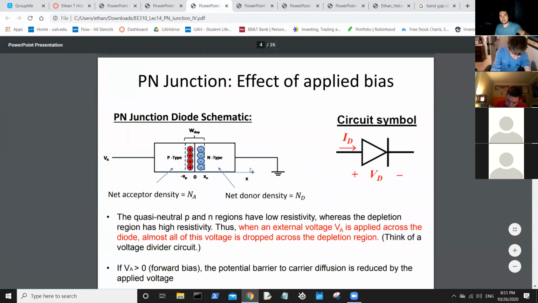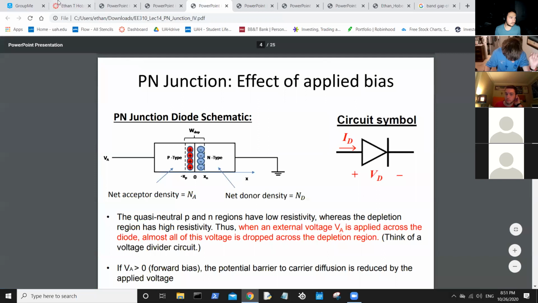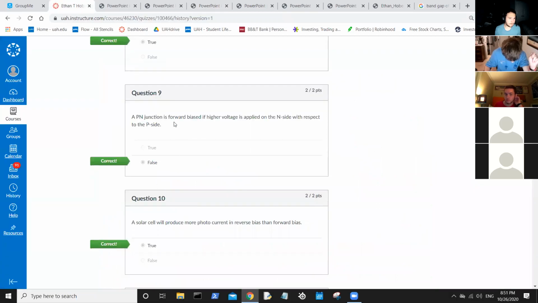So let's say we flipped this and the applied voltage was over here. Since we take the change in potential, let's say VA is 1 volt and ground is 0 volts, and we flip it here. What was my answer here? And I said false. Now think about it this way.